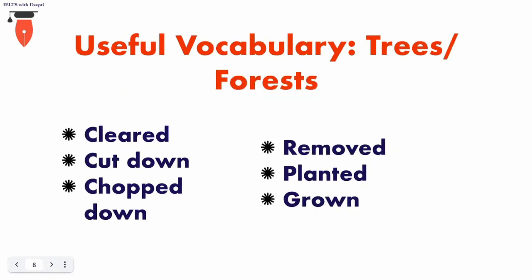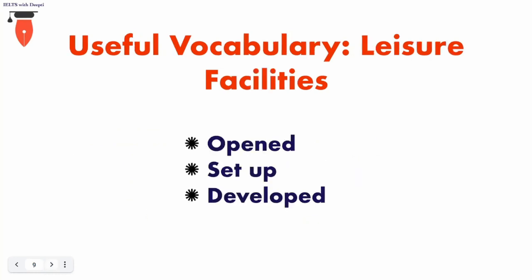Now let us see how we can talk about trees and forests. When you use words like cleared, cut down or chopped down, you say that the trees or forest were completely removed from there. Similarly, the word removed would also have the same connotation. Planted or grown is obviously the opposite. So we can say a new forest was planted beside the factory. A forest was entirely chopped down to make way for a new highway or to make way for a new railway line. So this is how you can use these terms that are mentioned here.